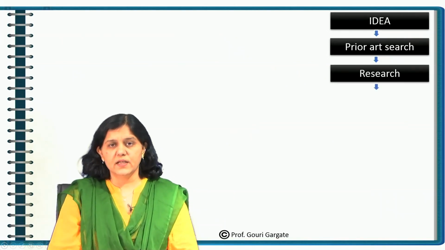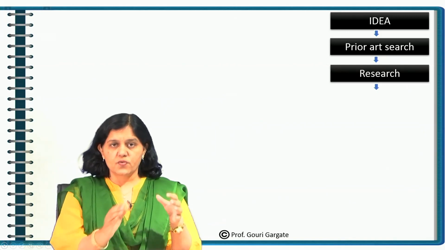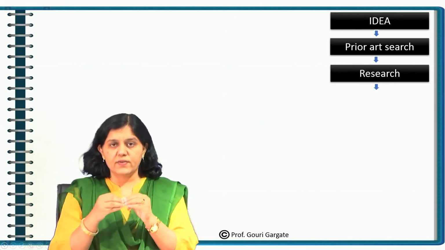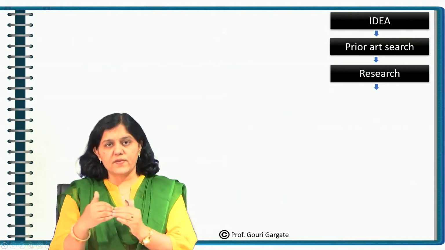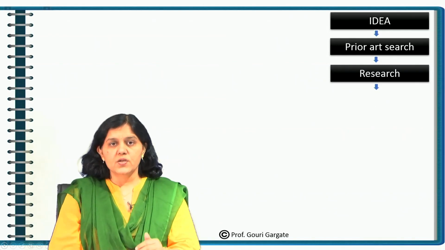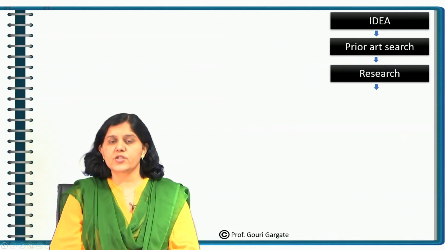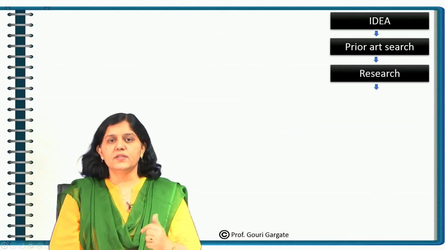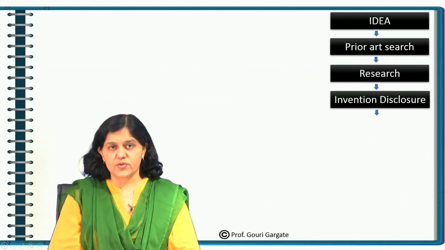The next is the research activity. So, from the ideas you have selected that one idea, now you have done the prior art search, now you have started your research, the experiment. So, whatever procedures and methodology you have decided, you have followed that, right. Now, the next is the invention disclosure.